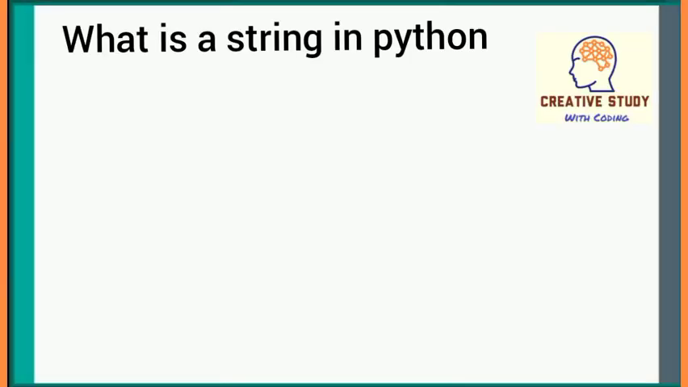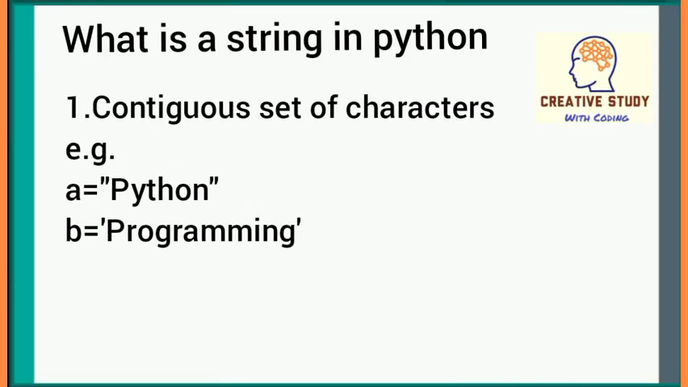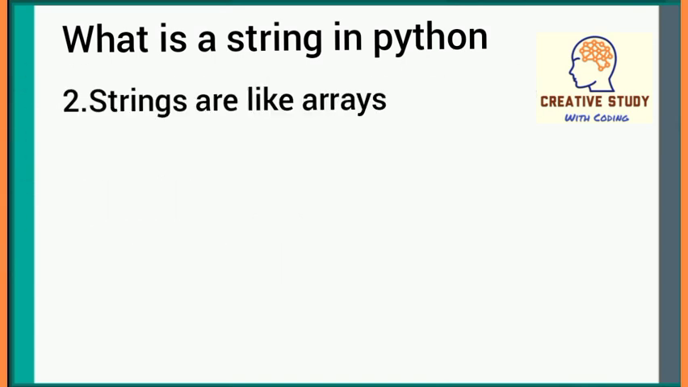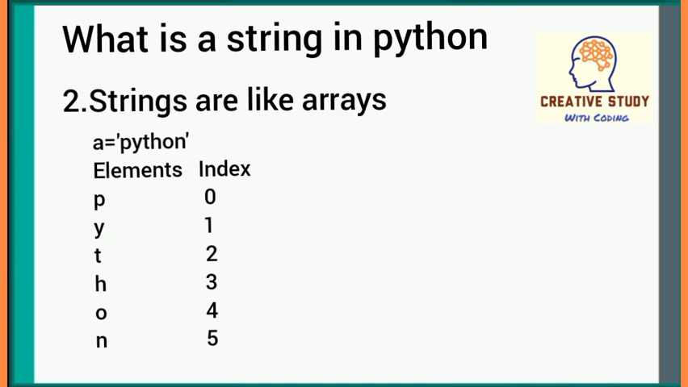So what is a string in Python? It is a contiguous set of characters written in double quotation or single quotation marks. Strings are like arrays and its indices are from 0 to n minus 1. So in this example, P will be at index 0, Y at 1, T at 2, H at 3, O at 4 and N at 5.